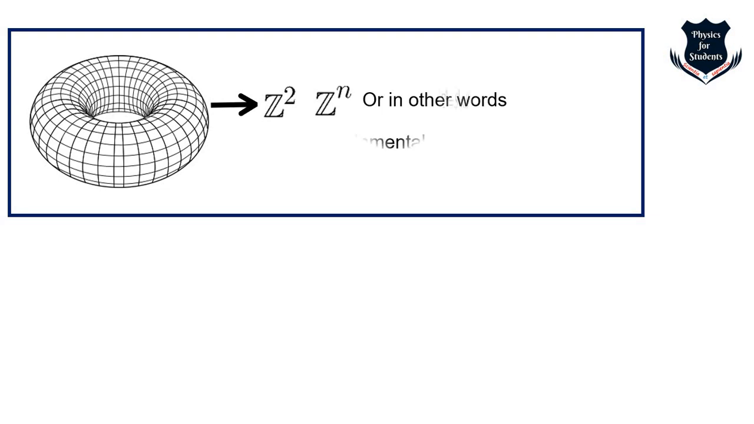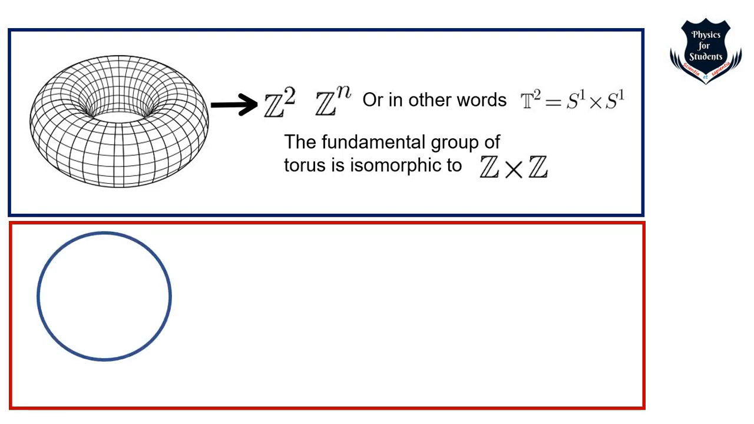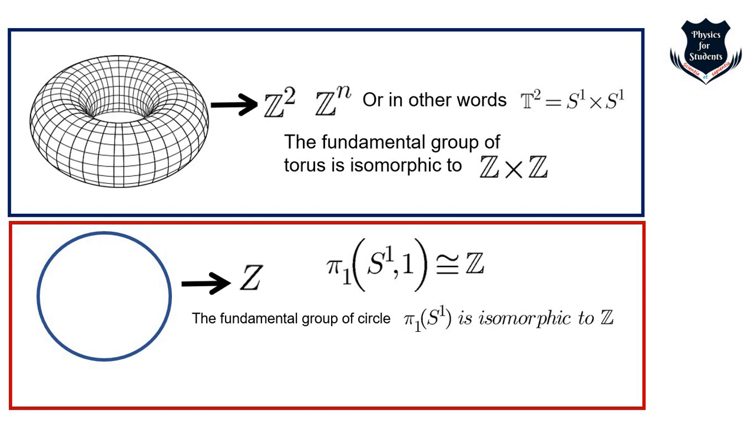In other words, T2 equals the product of two circles, and the fundamental group of the torus is isomorphic to this. So that is how we are using the fundamental group. Just hang on and you can watch how it happens. On the other hand, the fundamental group of the circle is given by this, and we can write it as isomorphic to Z.